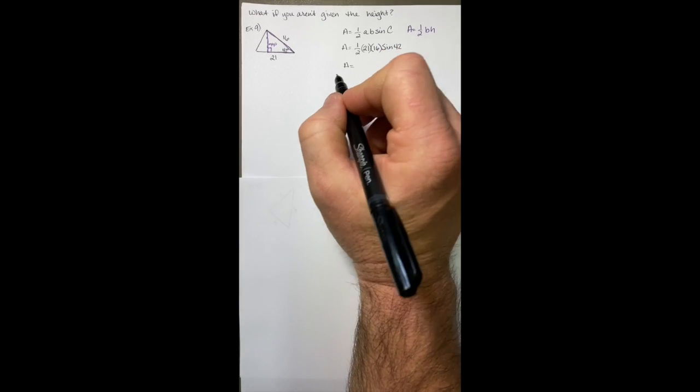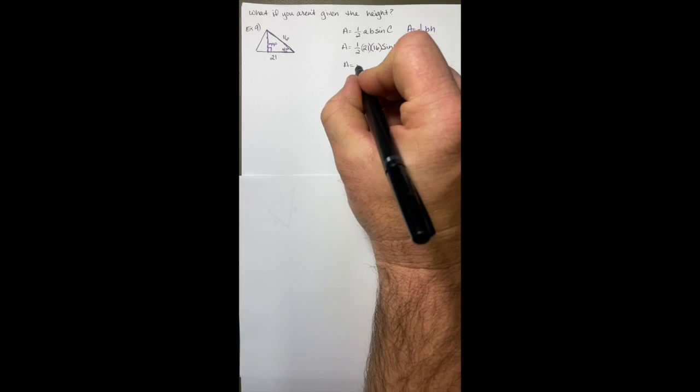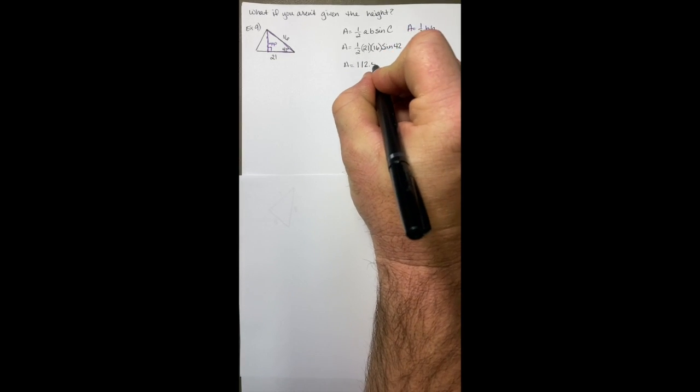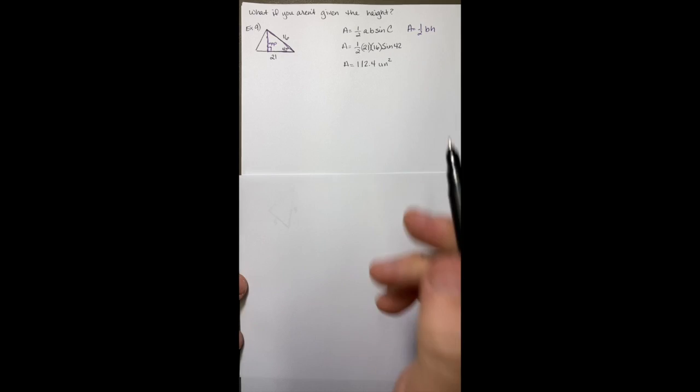Once you type all of that in, it's going to round out to be approximately 112.4 units squared. Okay, once you type that all into your calculator, again, make sure your calculator is in degree mode. Okay, so that's an easy way. You just have to remember long side, short side, and the angle in between.